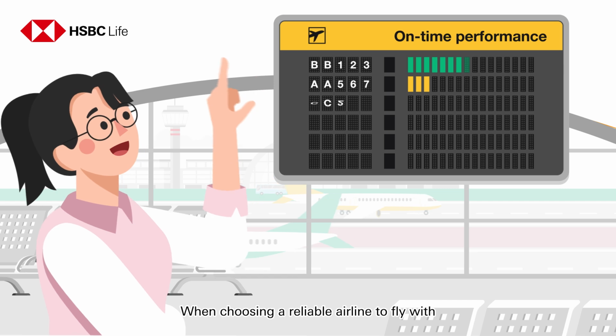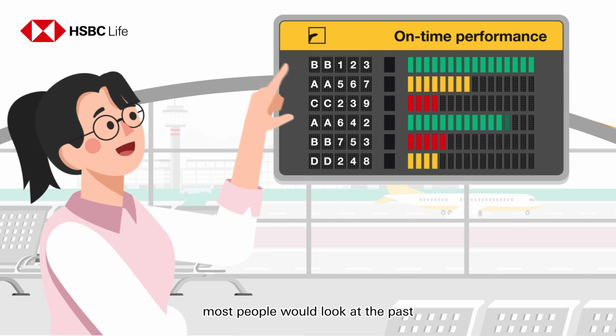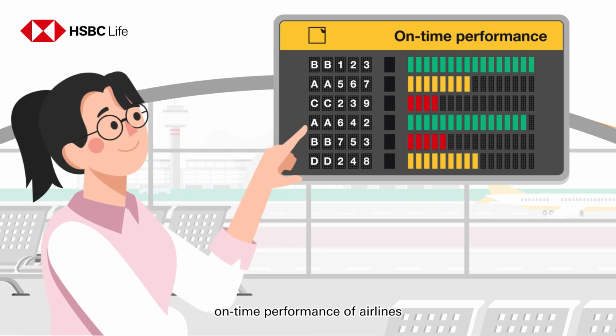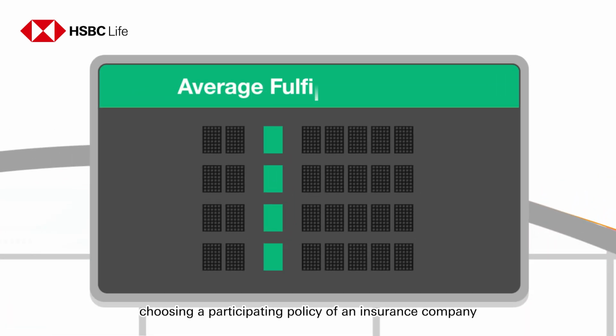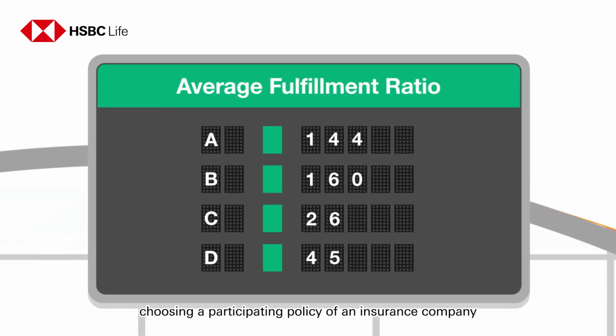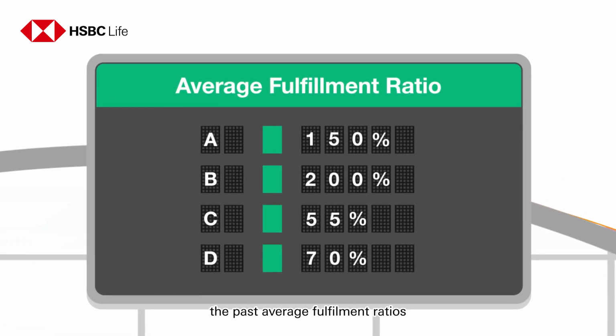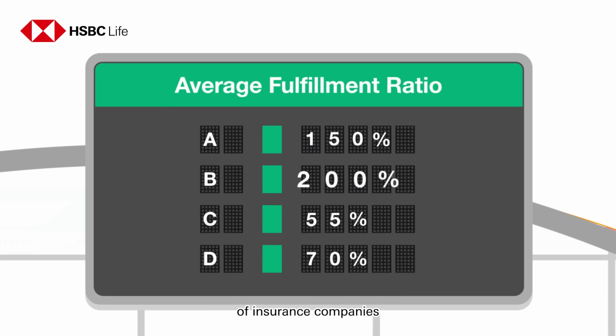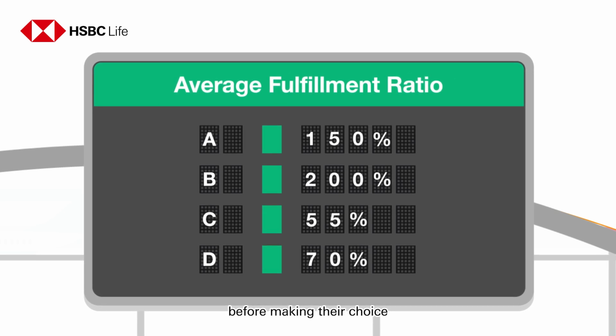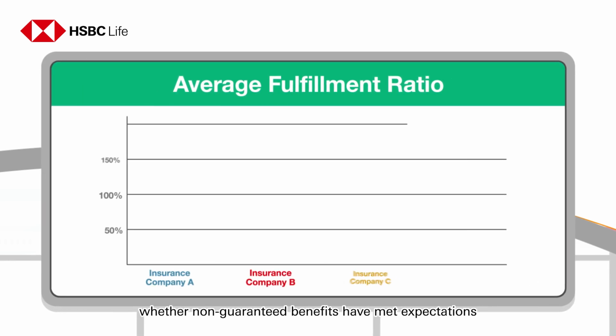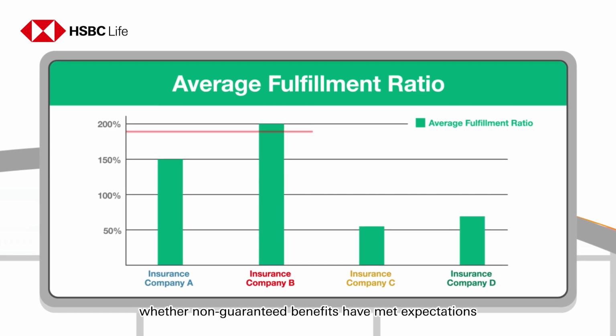When choosing a reliable airline to fly with, most people would look at the past on-time performance of airlines. The same applies to choosing a participating policy of an insurance company, as many would refer to the past average fulfillment ratios of insurance companies before making their choice. This ratio indicates whether non-guaranteed benefits have met expectations.